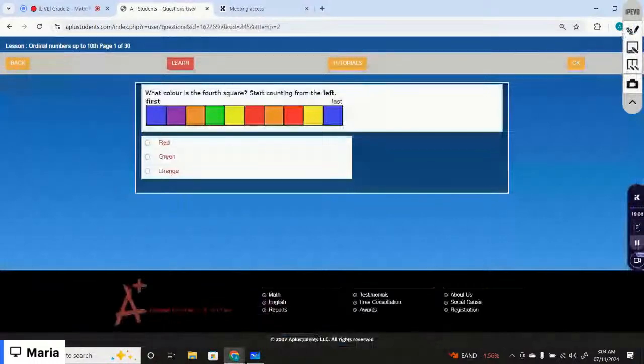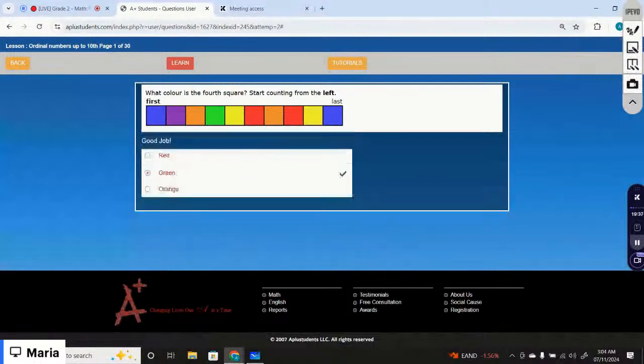What color is the fourth square? Which is the correct option? So the fourth one is green, right? This is one, first, second, third, fourth. So the fourth one is green. The correct option is green.